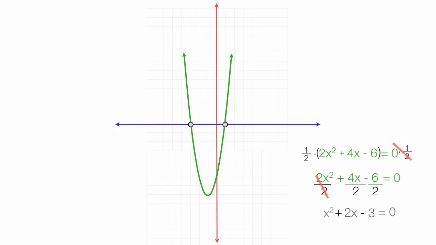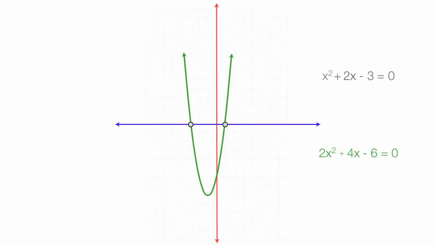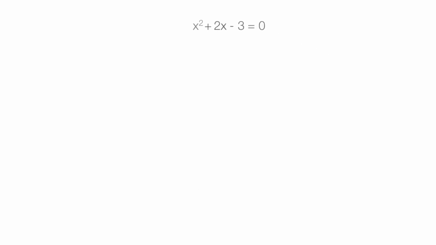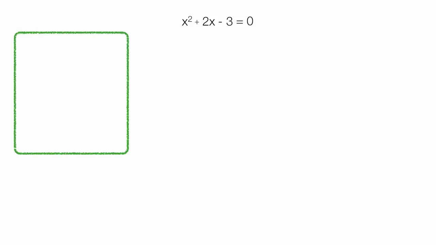Notice if I graph this equation, it'll be a gray line. If I graph this equation, its solutions are the same as the green. That means they cross at the x-axis at the same spot. So I've just transformed the first equation into the second equation. And now I'm going to solve for x squared plus 2x minus 3. You could probably factor that, but let's use completing the square instead.